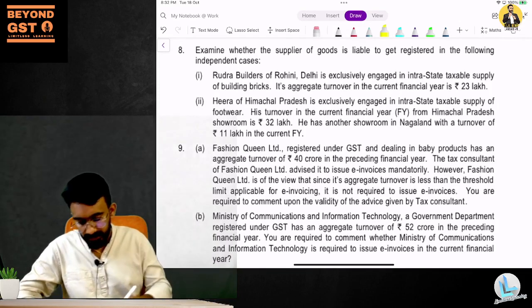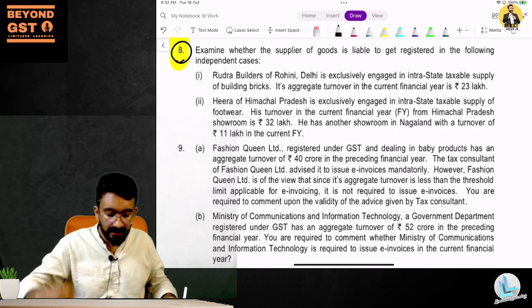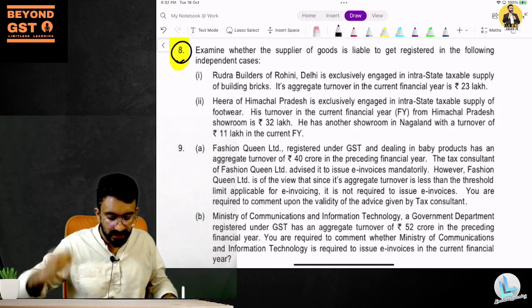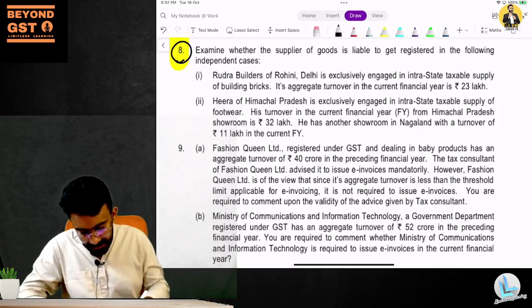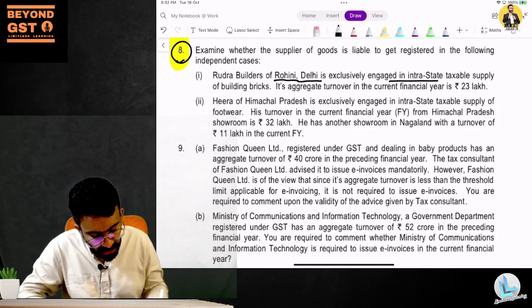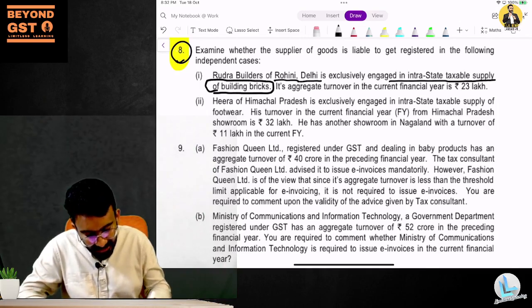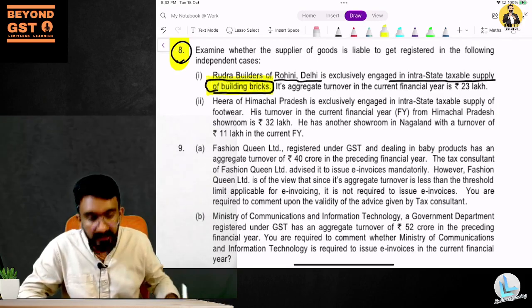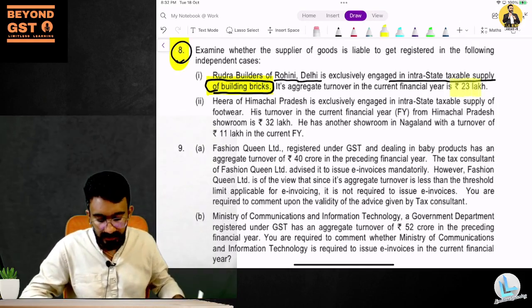Okay. Then, question 8. This is also from an amendment. Examine whether the supplier of goods is liable to get registered in the following independent cases. Rudra Builders of Rohini, Delhi is exclusively engaged in intrastate taxable supply of building bricks. See, there are some goods that are given. This is also from an amendment. Its aggregate turnover in the current financial year is 23 lakhs.